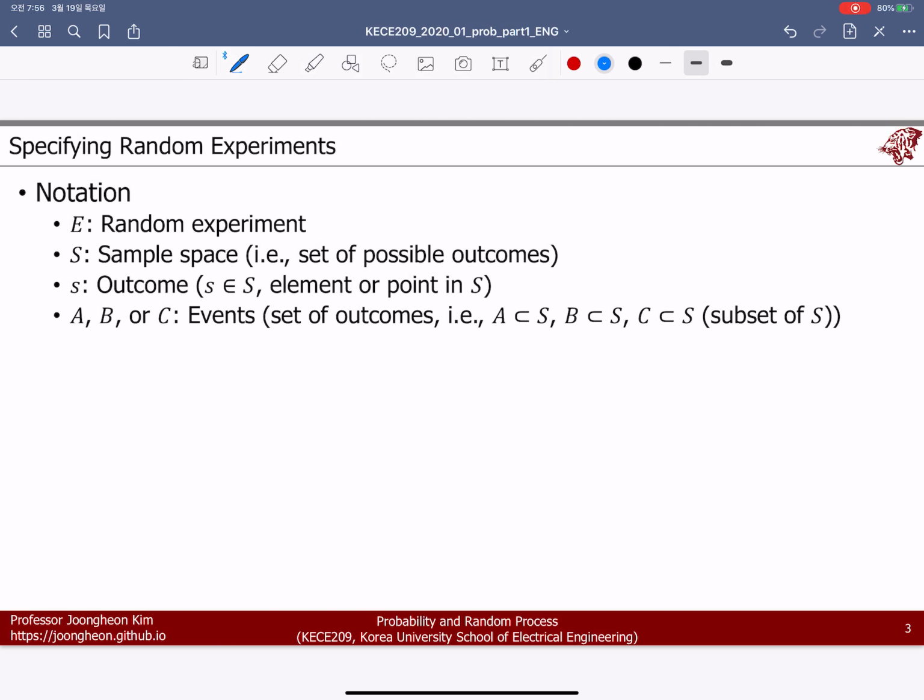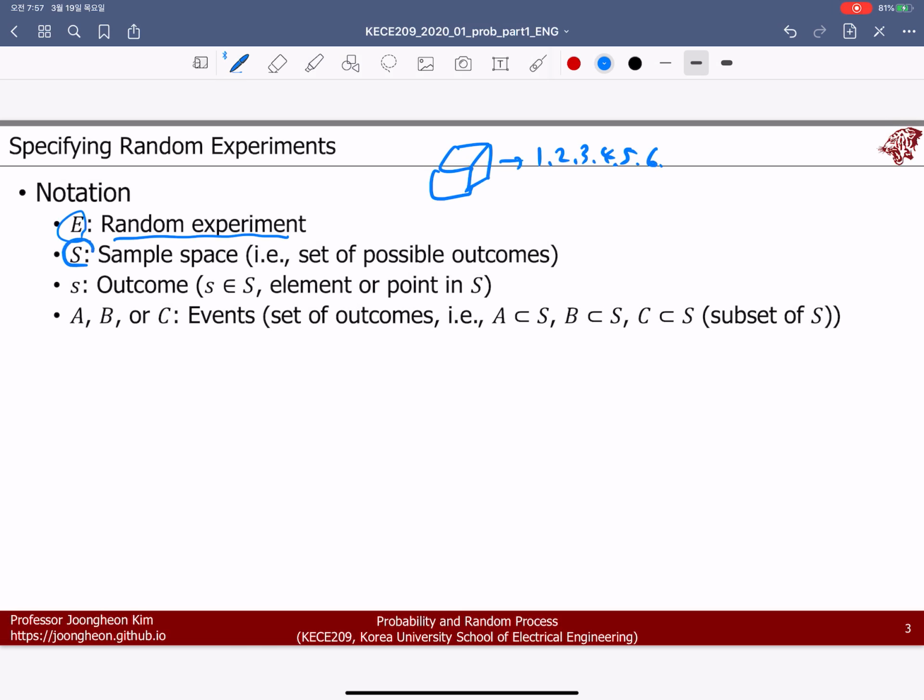So here we want to see some notions, okay? First of all, E means random experiment. Suppose that we have some dice tossing. So this is our dice. It has the numbers 1, 2, 3, 4, 5, 6 on it. And then we're gonna toss this one several times. That's called a random experiment, okay?